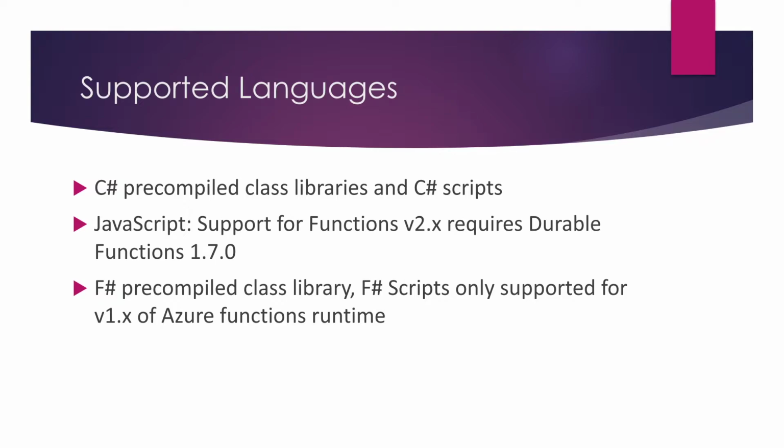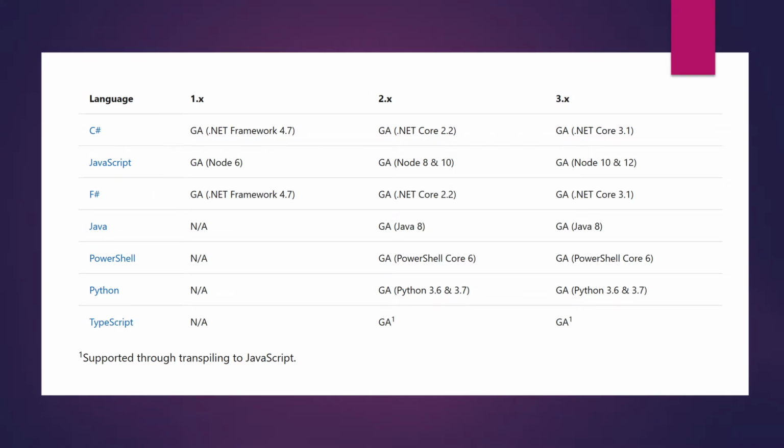However, as you know, this is derived from Azure Functions. The idea is to support the larger ecosystem of Azure Functions languages. And just a reminder, this is how the chart looks for Azure Functions, all the way from version 1, 2, and now version 3. C# is generally available for 1, 2, and 3. JavaScript is available for 1, 2, and 3. But if you look at the Node versions, that's what you need to be critical about.